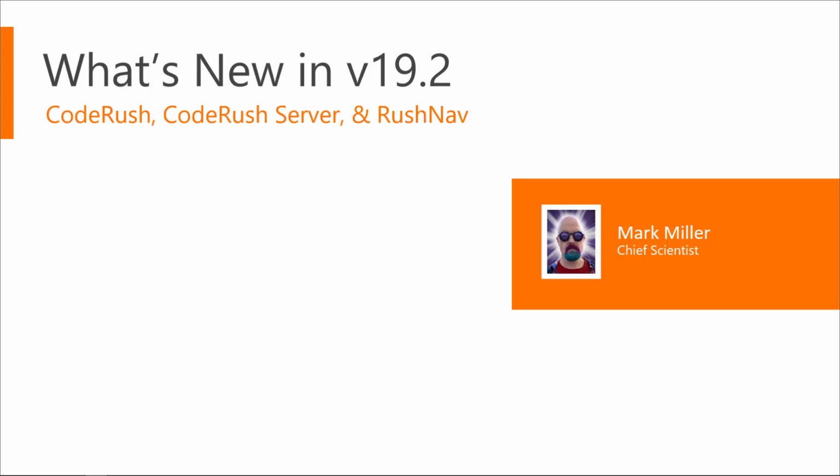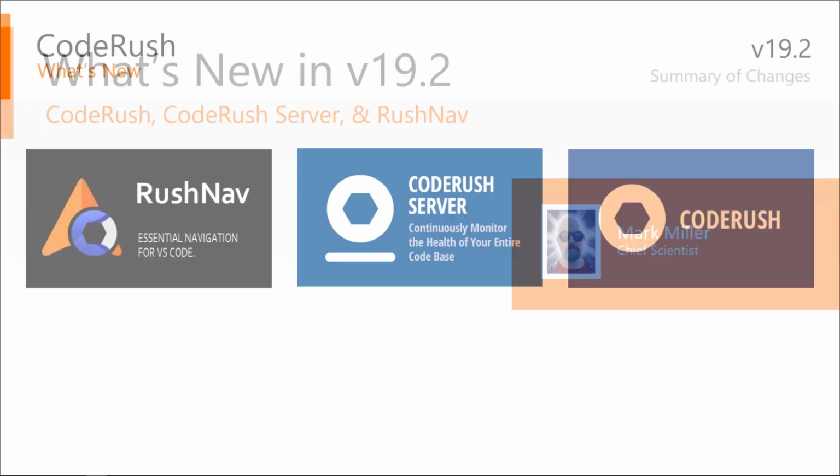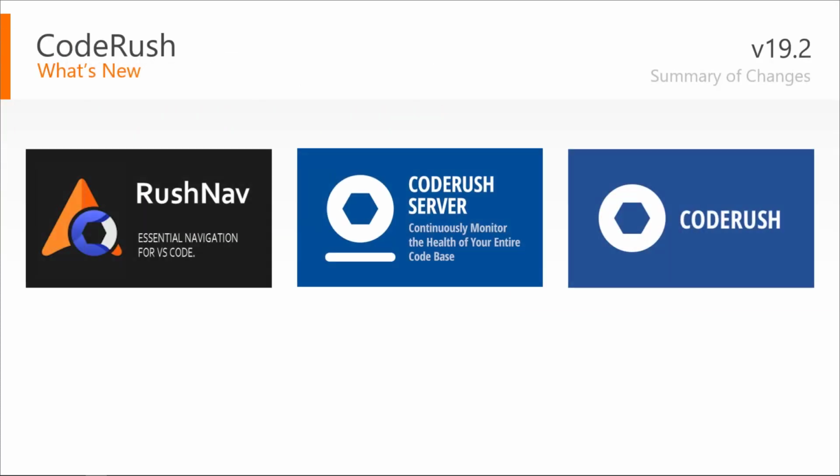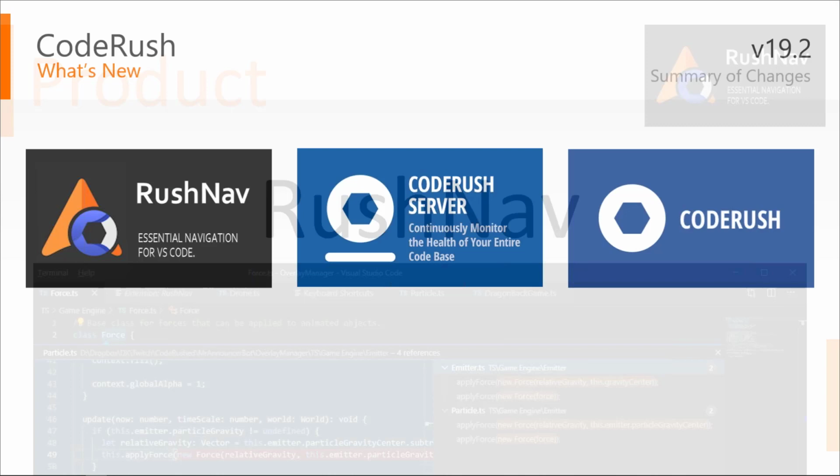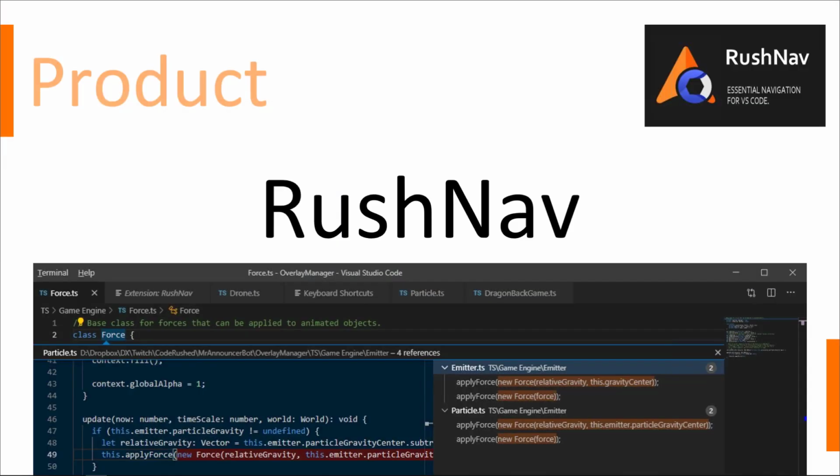We'll look at the slides here, see what we got coming out in 19.2. There are three products that the IDE Tools team is working on: RushNav, which is an extension for Visual Studio Code, CodeRush Server, which is an Azure DevOps extension, and CodeRush, which is an extension for Visual Studio. We'll look at what's new in all three of those products in this webinar.